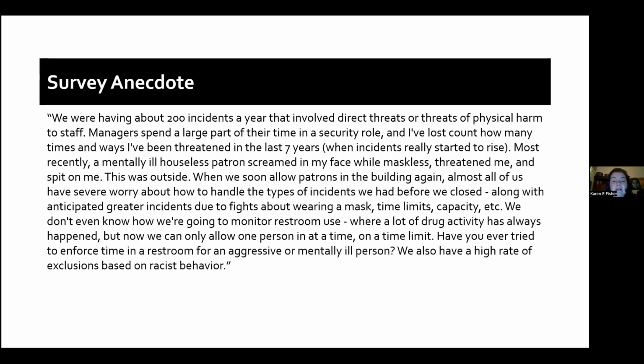This was outside. When we soon allow patrons in the building again, almost all of us have severe worry about how to handle the types of incidents we had before we closed, along with anticipated greater incidents due to fights about wearing a mask, time limits, capacity, and etc. We don't even know how we're going to monitor restroom use where a lot of drug activity has always happened. But now we can only allow one person in at a time on a time limit. Have you ever tried to enforce time in a restroom for an aggressive or mentally ill person? We also have a high rate of exclusions based on racist behavior.